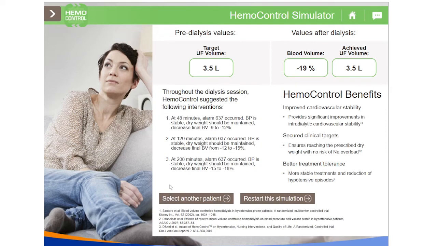So there are other patients. You can certainly go through and look at the different scenarios. I would encourage you to do so just to get kind of a preliminary view. But really, the best HemoControl learning that you're going to do is going to be in the field when you're actually dealing with real patients, real scenarios, and getting to know your individual clients.